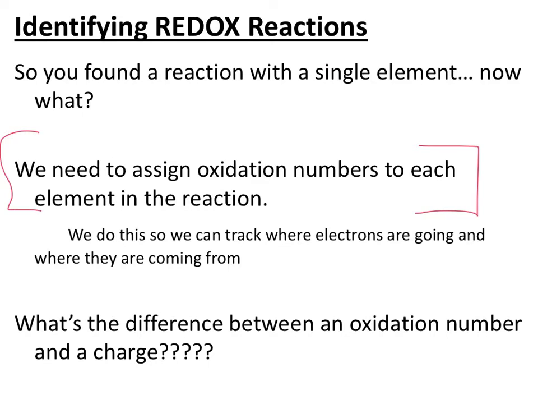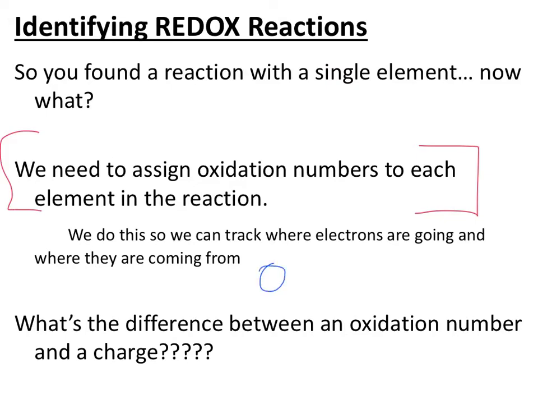And oxidation numbers are going to tell us this charge, quote unquote, so that we can track where electrons are going and where they're coming from, because we know, just from our general knowledge, that if something's going to gain electrons, it's going to become more negative. If something's going to lose electrons, it's going to become more positive.